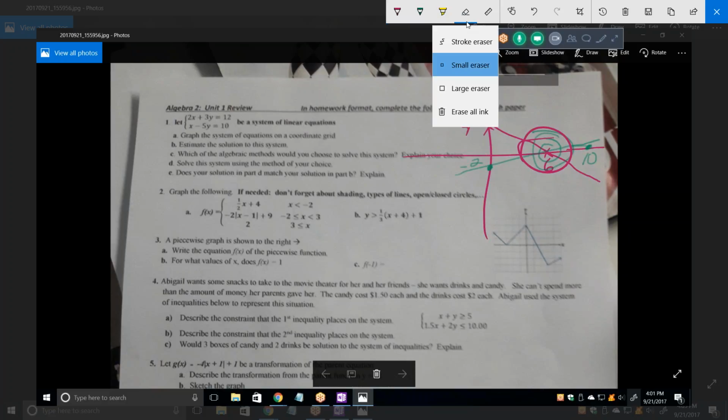I'll leave that up there for a moment. Let's look at B. Estimate the solution to this system. All right. It's hard to do the way I drew it because everything was so approximate. Let's just say 6, 0. Okay, we'll see how close the real solution is to that. Which of the algebraic methods would you choose to solve, and why? Going to use substitution or elimination?